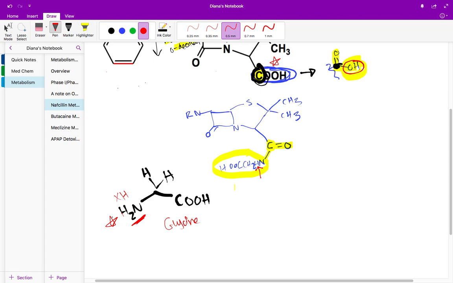And then we lost an OH. How do I know that? Well, I see C double bond O, and then I see that it's bonded to a nitrogen right away. So this OH was lost. One of these hydrogens right here was lost, and so I lost a water molecule, which is evidence that we formed a peptide bond.